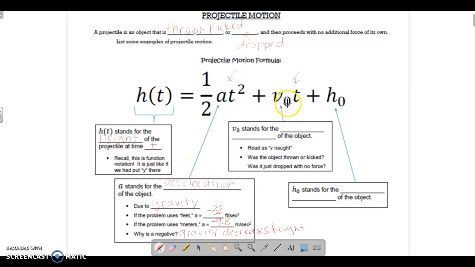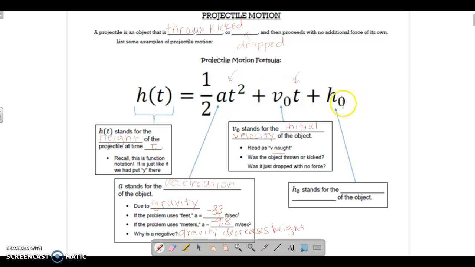V sub 0, we call that V naught, and this stands for the initial velocity of the object. How quickly is it initially being kicked or pushed or whatever it is. So we read that as V naught, and if the object is just dropped, then there's no initial velocity. So sometimes this might even be 0.